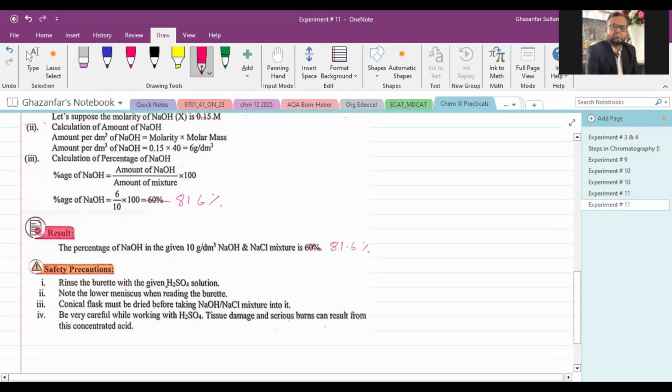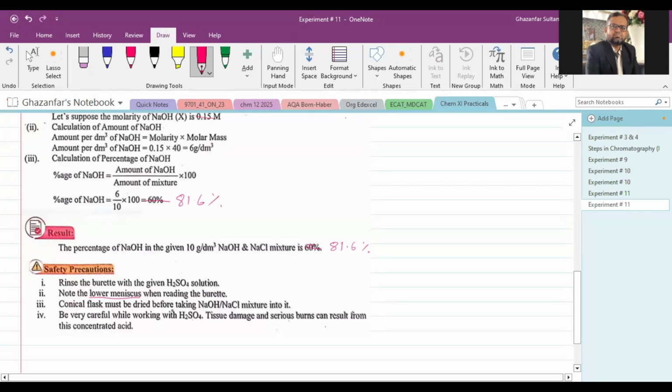The safety precautions: rinse the burette with the given sulfuric acid, because it helps us to remove any water from there. And remember that after rinsing, this content would not be added to the sample of the sulfuric acid given to you. You just discard it. Read the lower meniscus. So you have seen that we always see the lower meniscus.